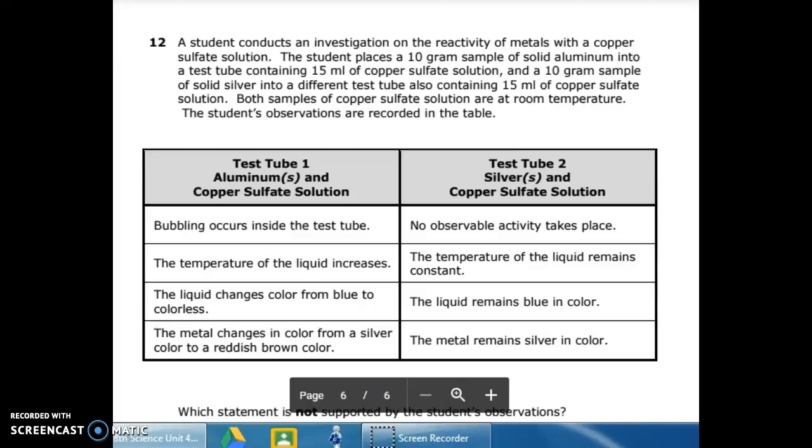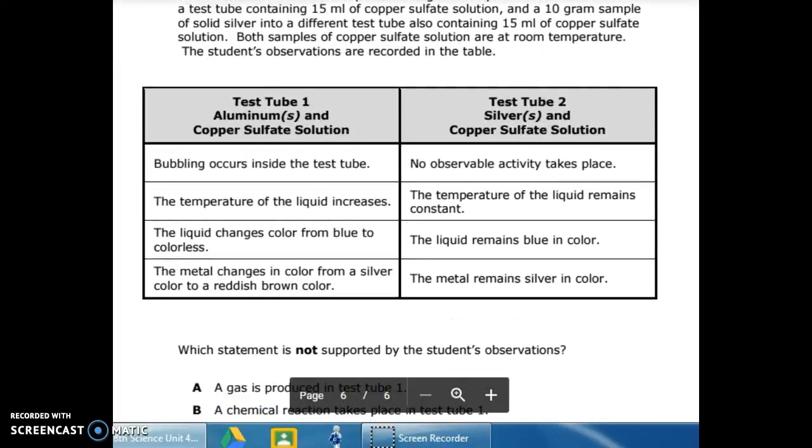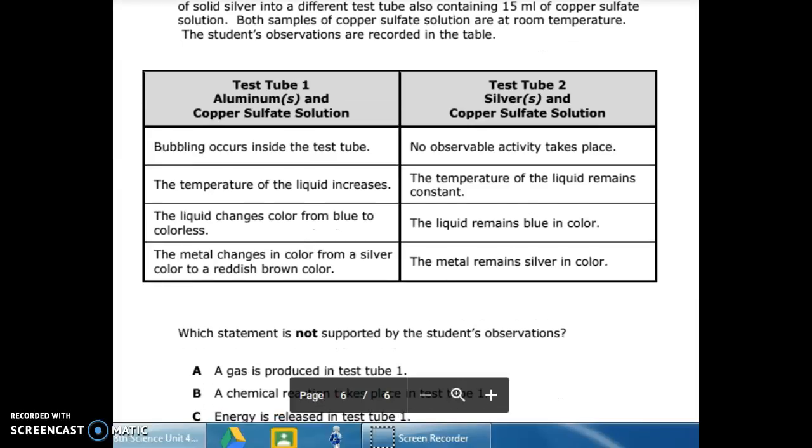So let's look at the table. In test tube 1, bubbling occurs inside the test tube. The temperature of the liquid decreases. That means it got colder. The liquid changes color from blue to colorless, and the metal changes in color from a silver color to a reddish brown color. Test tube 2, no observable activity takes place. The temperature of the liquid remains constant. The liquid remains blue in color, and the metal remains silver in color.